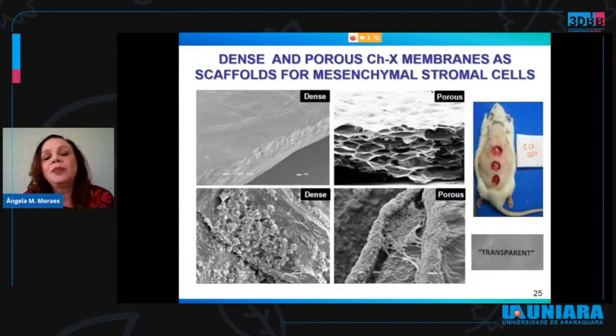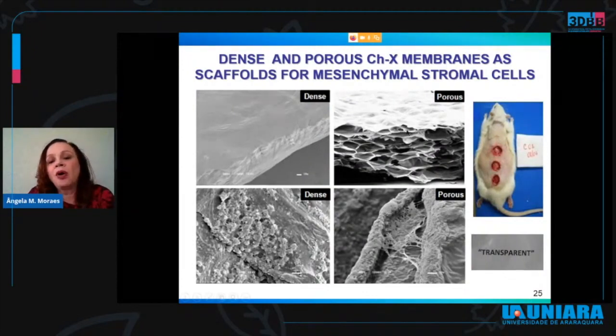But going back to membranes that are produced by using the PEC approach, we tested the dense and porous structures produced by mixing chitosan and xanthan gum as scaffolds for mesenchymal stromal cells. And we could see that in both situations, the cells, similarly to what we noticed for the other cells, grew quite well. They produced a profuse extracellular matrix. And we then tested these materials in animals.